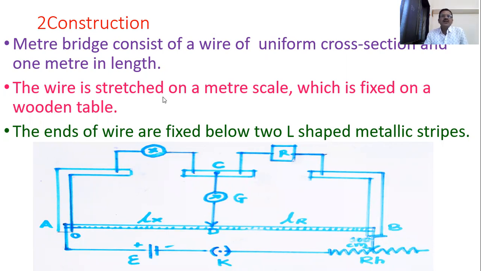The wire is stretched on a meter scale, which is fixed on a wooden table. This wire AB is stretched on a meter scale. This is a meter scale, and on this meter scale, this wire is stretched. This meter scale is fixed on a wooden table.